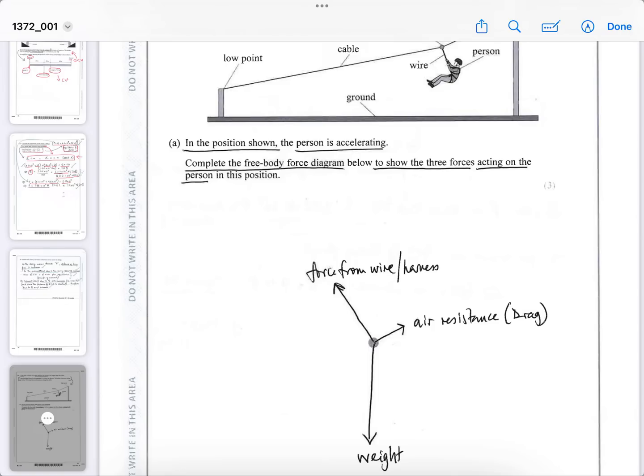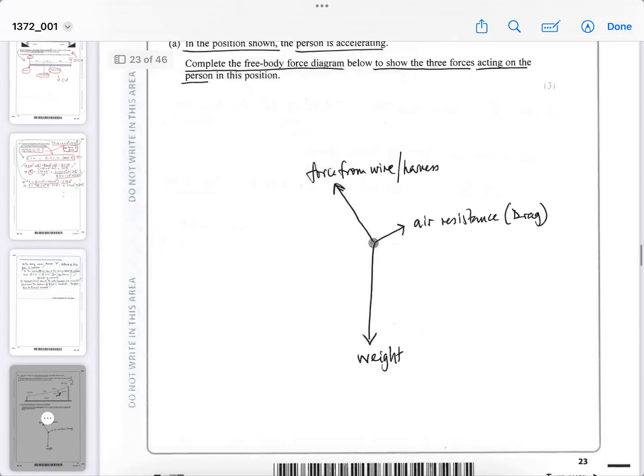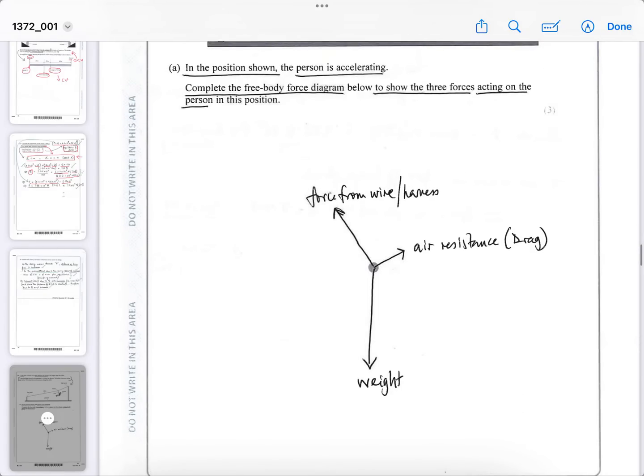So as long as you've got the three forces named, you'll get the marks for showing the directions to be approximately accurate, okay? So you've got to get the position of the arrows in the right direction. So question 19, I think this is. They give you one arrow to the left and upwards, labeled force from the wire, the other from the harness. The other arrow vertically labeled weight, acting vertically downwards.